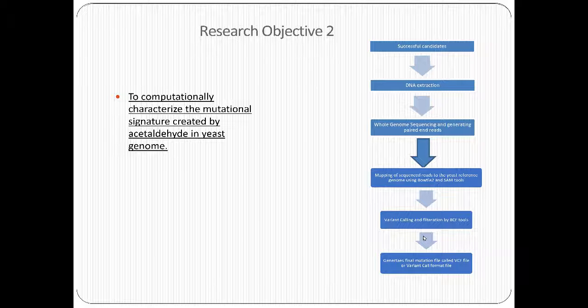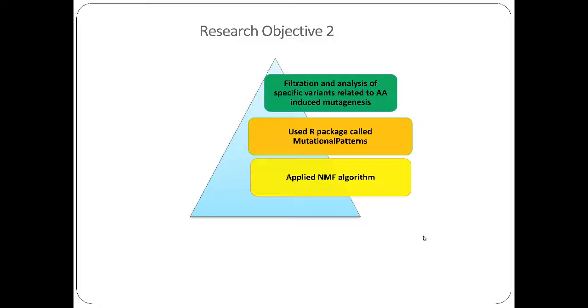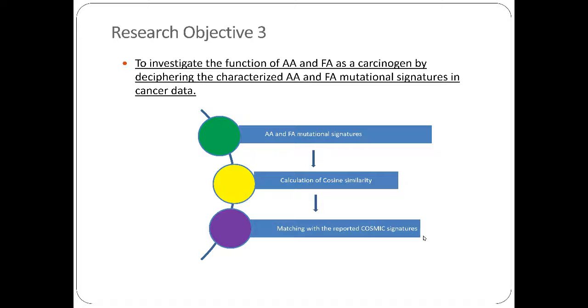My second objective is to computationally characterize the mutational signature caused by acetaldehyde in the yeast genome. Here we can see different bioinformatics tools and whole genome sequencing used to generate the variant calling format file, which helps in filtration and in the analysis of specific variants related to acetaldehyde-induced mutagenesis. We use an R package called MutationalPatterns, and finally a non-negative matrix factorization algorithm is used.